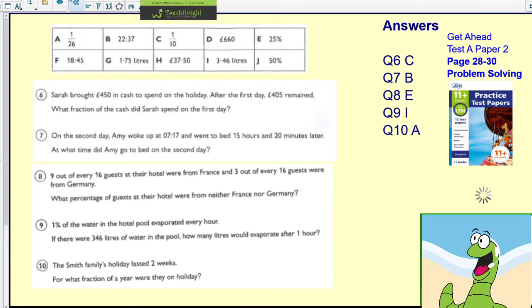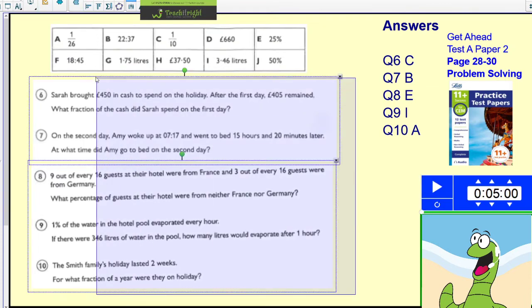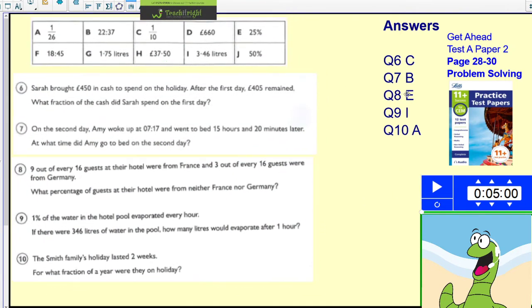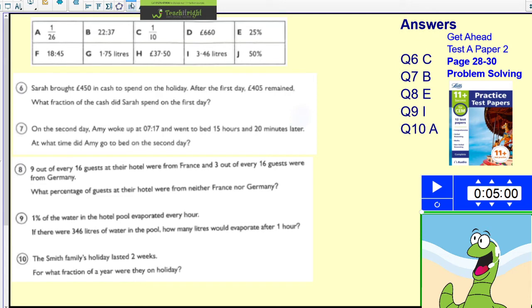Right, next page. So again, you can see the answers on the right. If you just want the answers, by all means use those. But if you want to see the working out, we'll go through them now. Question 6. Sarah bought £450 in cash to spend on the holiday. After the first day, £405 remained. What fraction did she spend?